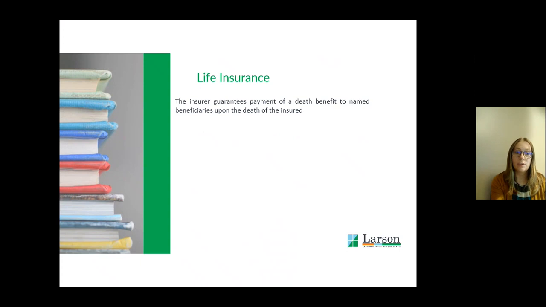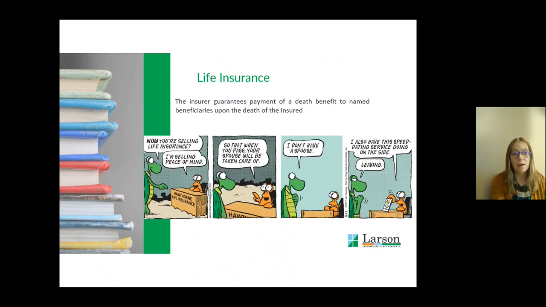In life insurance, the insurer guarantees payment of a death benefit to the named beneficiaries upon the death of the insured. So you purchase life insurance policies so when you pass away, your beneficiaries will receive financial help, therefore reducing their financial loss or financial risk.